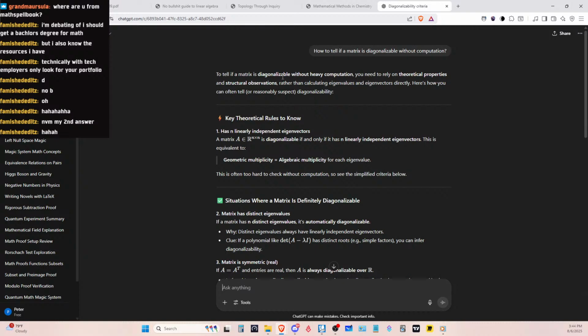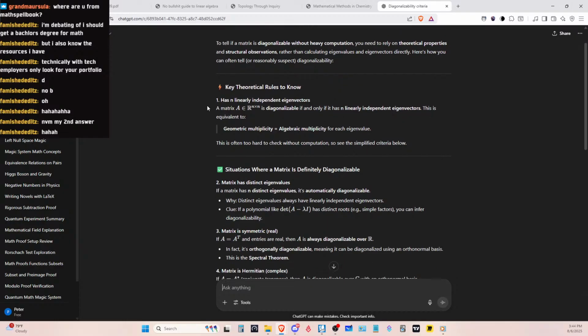Let's see. Without heavy computation, relies on theoretical properties. Okay. Theoretical rule. Has n linearly independent. So basically, a square matrix is diagonalizable if and only if it has n linearly independent eigenvectors. This is equivalent to the... Okay, yeah, it's just exactly as you said, Ursula.